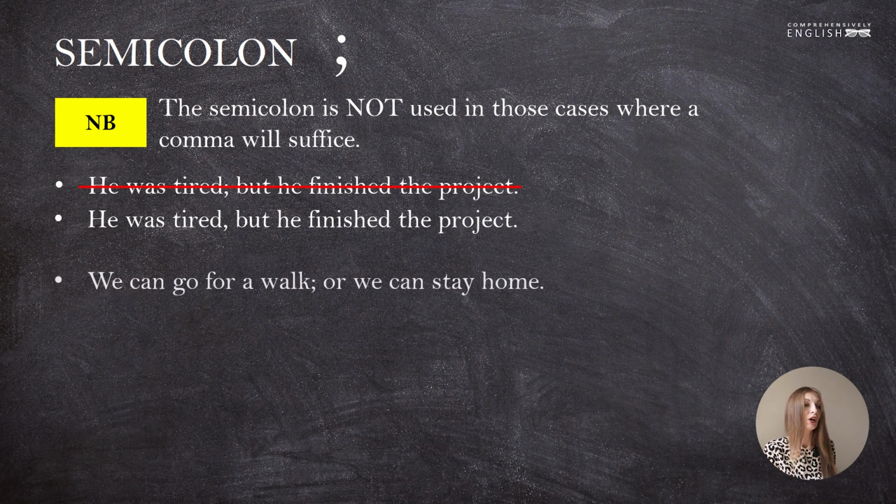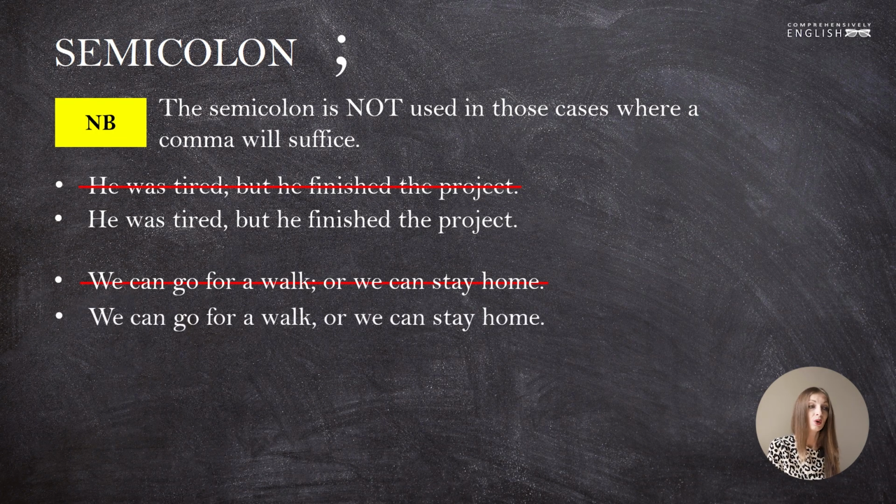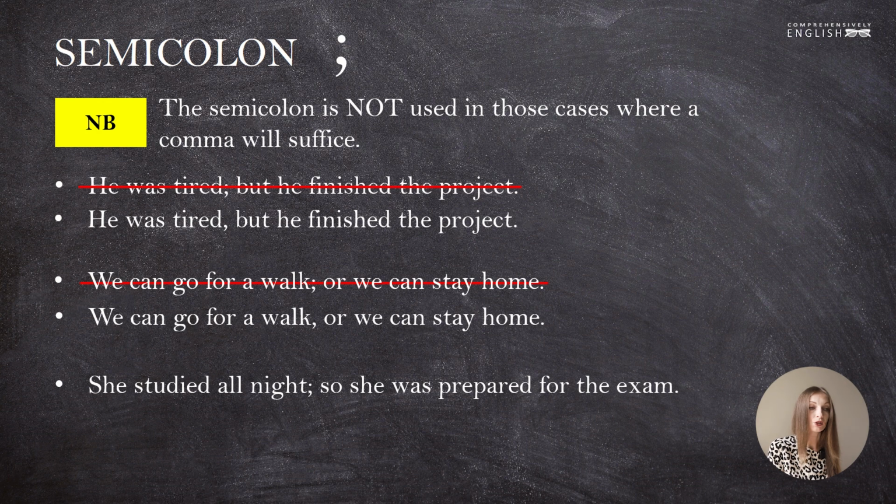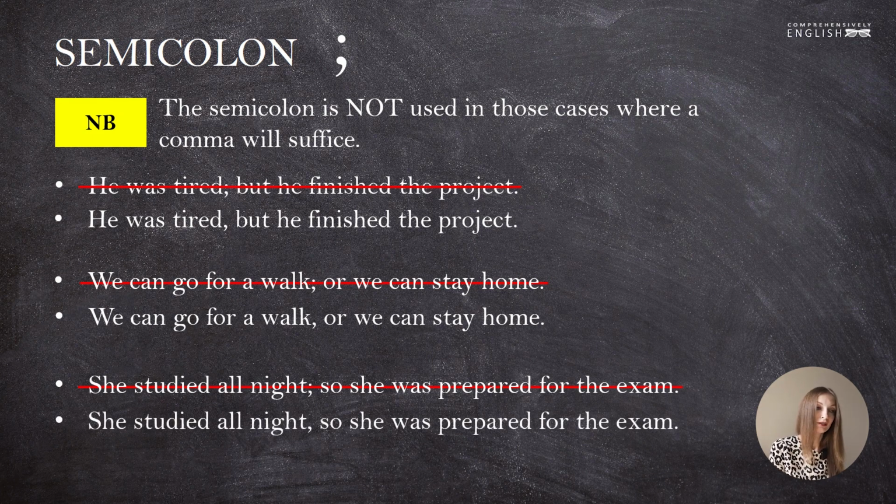Another example: we can go for a walk or we can stay at home. Again, there is no need for the semicolon. We should just say, we can go for a walk, comma, or we can stay at home. She studied all night, so she was prepared for the exam. The semicolon should not be used before so. We should say, she studied all night, so she was prepared for the exam. I hope that's clear.